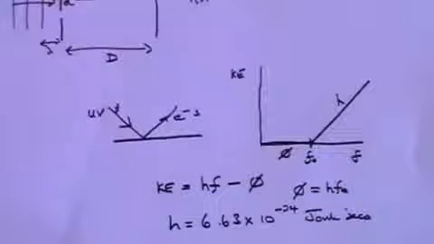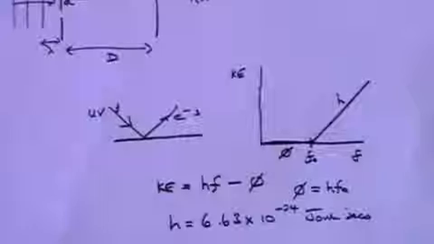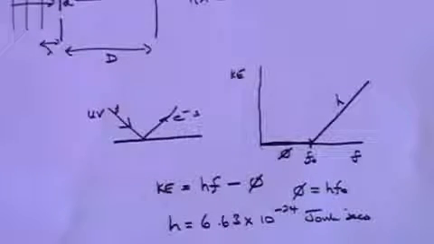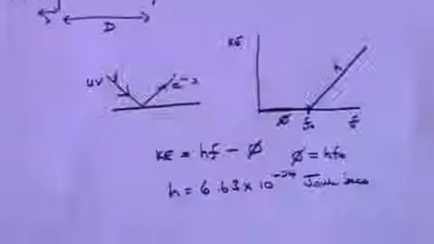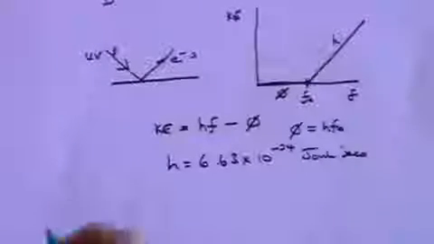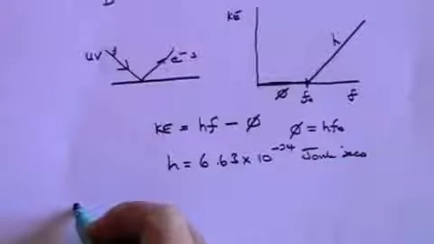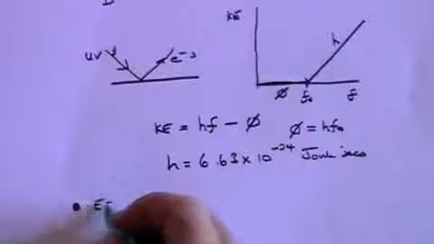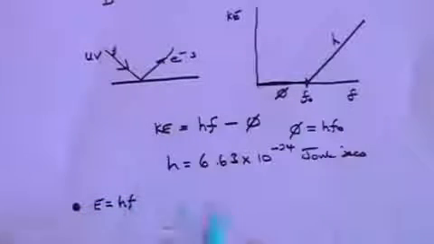Now, it was left to Einstein, who else, to explain what all this meant. And he explained it like this. He said, actually, light is made of particles. He called those particles photons. And what he said was that every photon of light contains a packet of energy, and that energy is equal to Planck's constant times the frequency of the light.